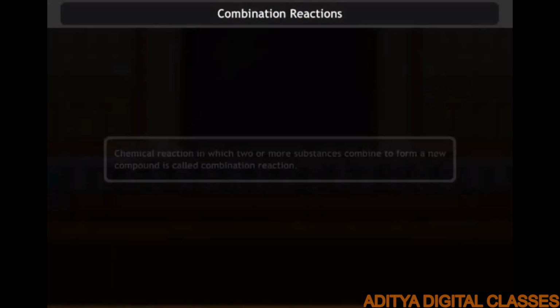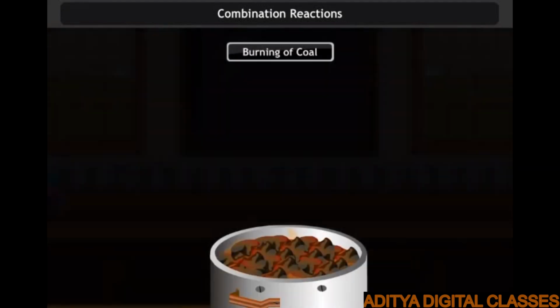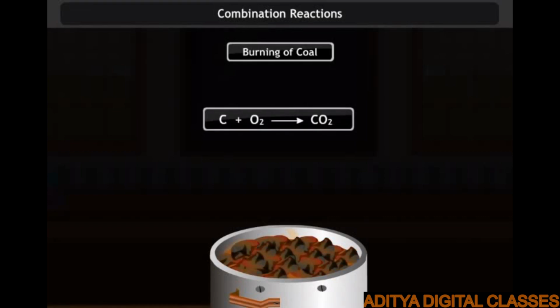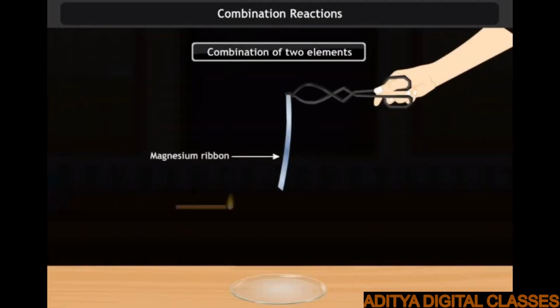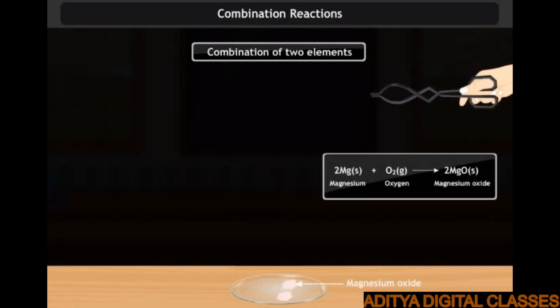Combination reactions. Chemical reaction in which 2 or more substances combine to form a new compound is called a combination reaction. For example, coal is primarily carbon. When it burns, it combines with oxygen present in the air to form carbon dioxide. On burning of magnesium ribbon, magnesium combines with oxygen present in the air to form magnesium oxide. In this reaction, two elements combine to give a single compound, that is MgO.